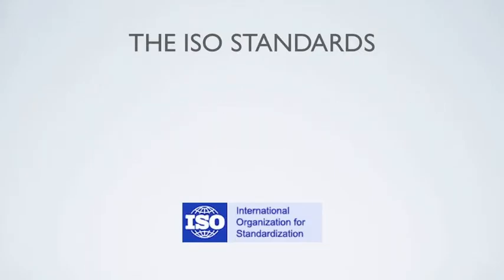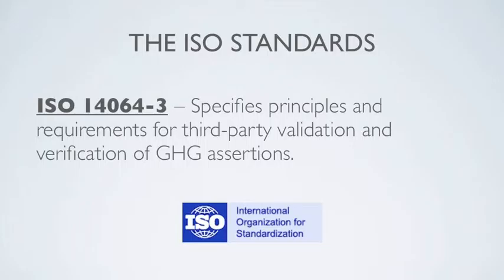ISO 14064-3 is the standard for third-party verification of both inventories and reduction projects. It describes the process for evaluating the accuracy and completeness of a company's GHG assertions. This standard can be used by an organization to check its own reporting or by independent parties for the purposes of third-party verification. Each of these standards can be purchased for just over $100 from the ISO website or other authorized vendors.